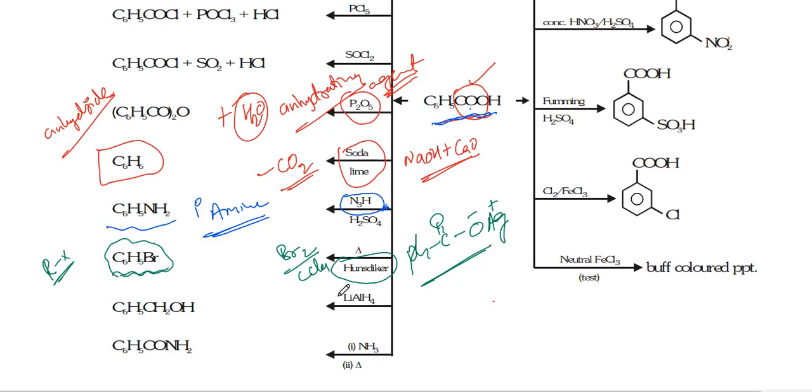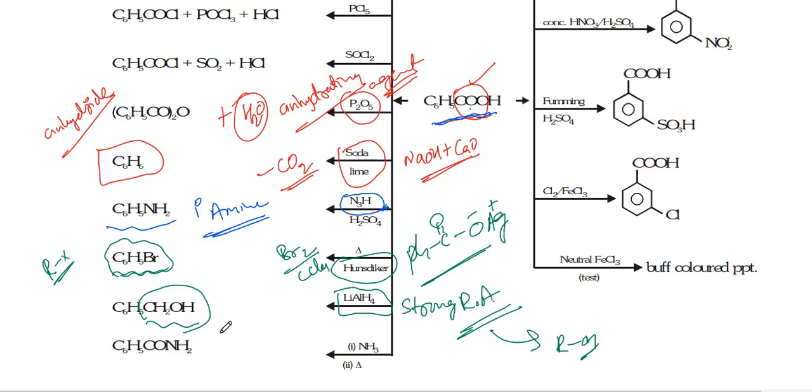Okay, next lithium aluminum hydride is a strong reducing agent. So almost all functional groups are converted into alcohols. See here, this COOH is converted into CH2OH. Okay, benzyl alcohol. It's not phenol, it's benzyl alcohol, the common name.